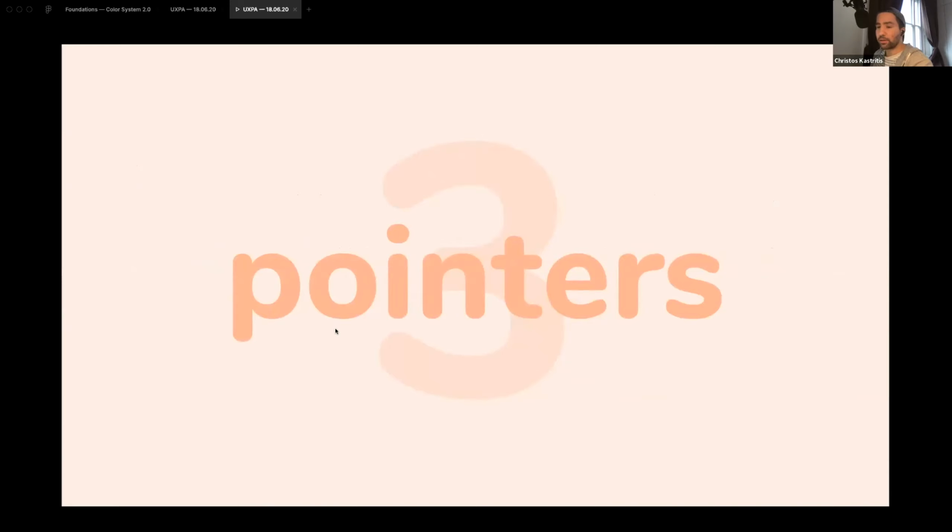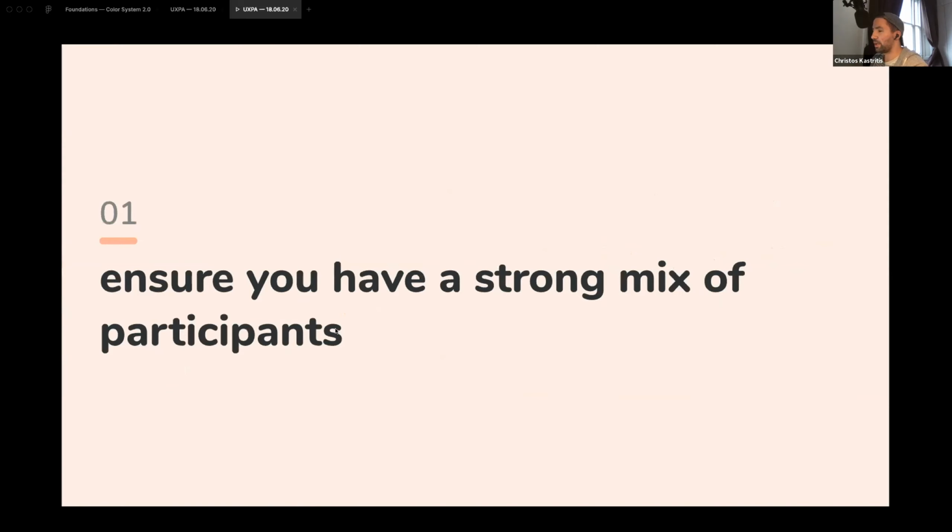There's definitely a lot of learnings from doing this. And if I had to pick three pointers, I would say definitely ensure you have a strong mix of participants. Again, for myself, I was doing interviews with just engineers, but you could be doing it with several types of disciplines. But for me, I really wanted to make sure that I was including engineers across different platforms, because we have design systems that cover iOS, Android, and web. I wanted to make sure that we had engineers with different levels of tenure. So engineers who had been here for six months versus two years.